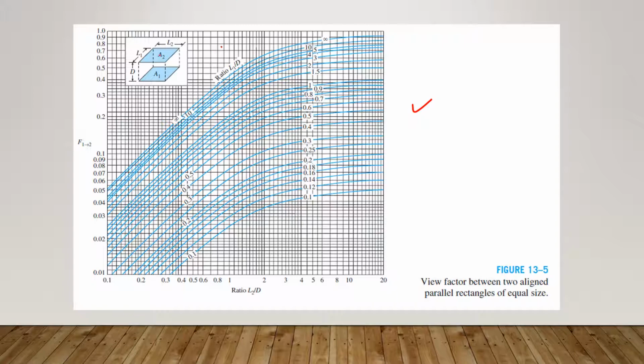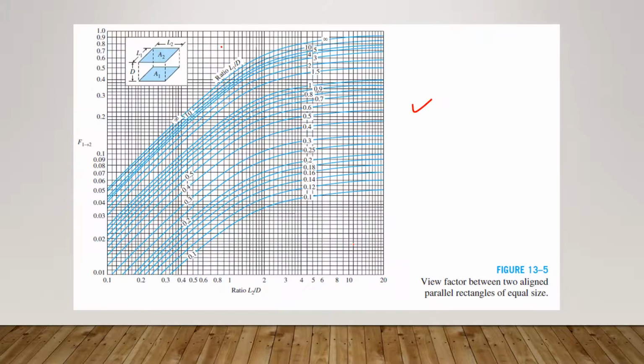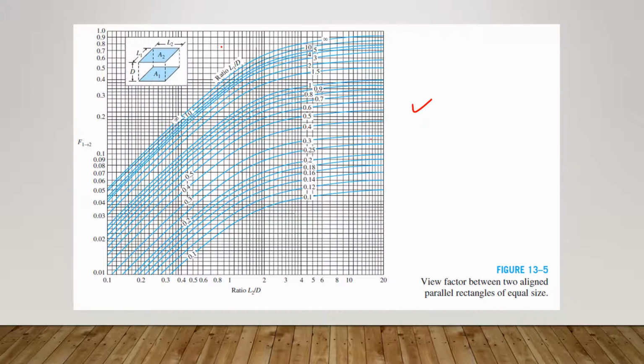As we can refer to this figure, our number 2 is at the top. If you refer to this figure, you will find 1 to 3. And if you refer to this figure, you are referring to 1 to 2. So we have this one and the bottom. What you have to do is to find L1 over D and L2 over D.